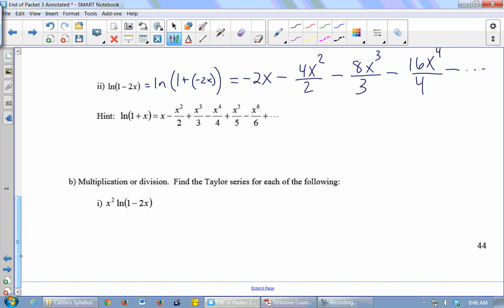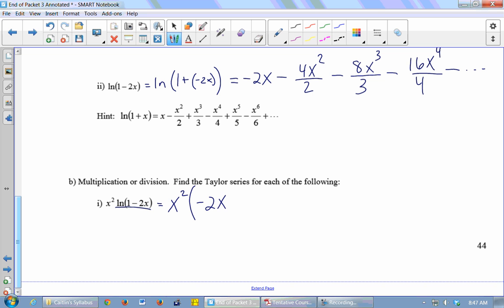Another thing you could do is use multiplication or division. If I wanted to find the Taylor series for the function x squared times the ln of 1 minus 2x, it would be quite cumbersome because to take the derivative of that, I'd have to use the product rule. And undoubtedly, I'd have to use the product rule plus some other rule in the second derivative. But I have a Taylor series for the ln of 1 minus 2x that I just found. So I'm just going to take x squared and multiply by this series.